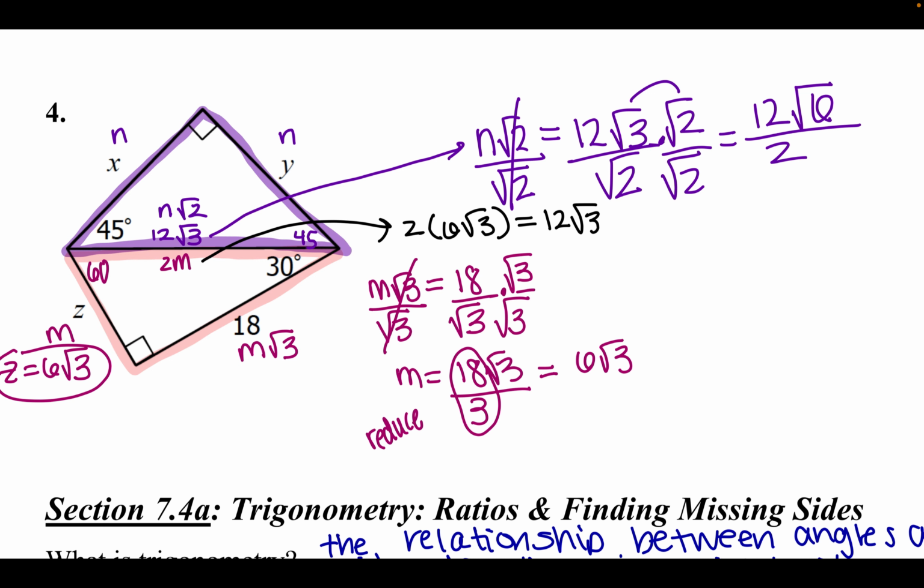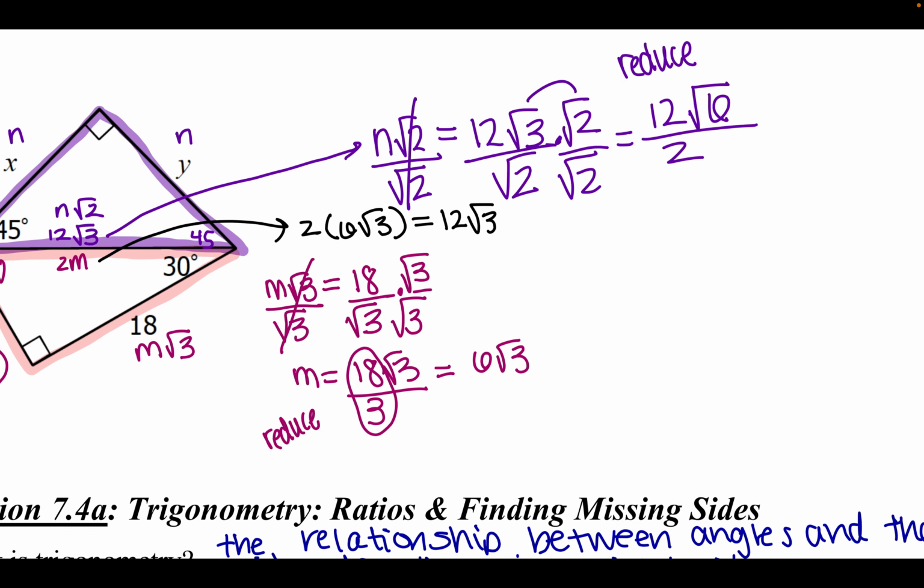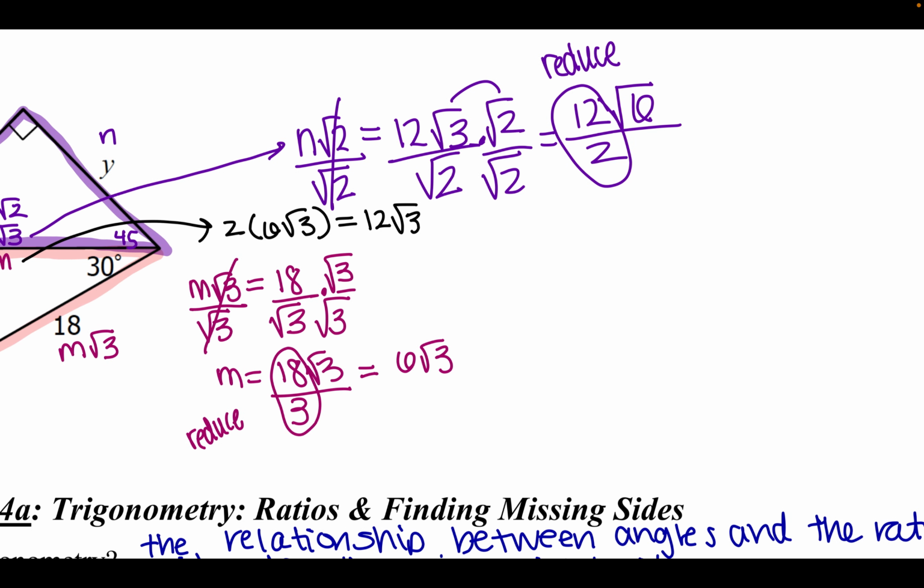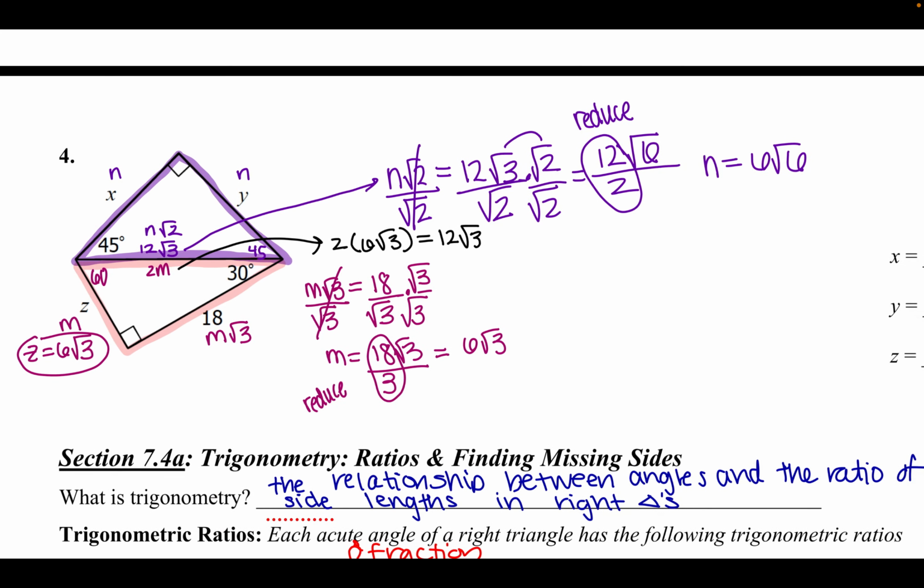But remember, these guys can reduce now that it's out of a radical. So we have n is equal to 6 square roots of 6. And remember, since x and y are n, then we know x and y are both 6 square roots of 6. Okay, so that was the end of these multi-step special right triangle problems.